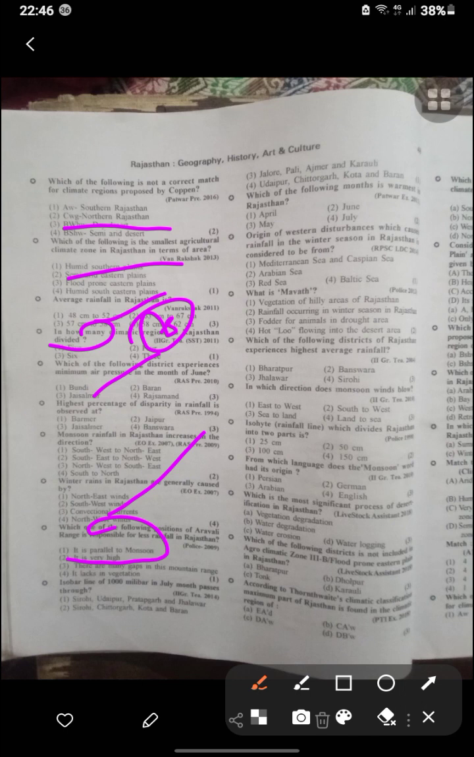Which month is the warmest in Rajasthan? That was June. Origin of the western disturbance? That was the Mediterranean Sea and the Caspian Sea. What is Mawath? Mawath is the rainfall occurring in the winter season in Rajasthan. Which district of Rajasthan experiences the highest average rainfall? That was Jhalawar, which gets the most rainfall.